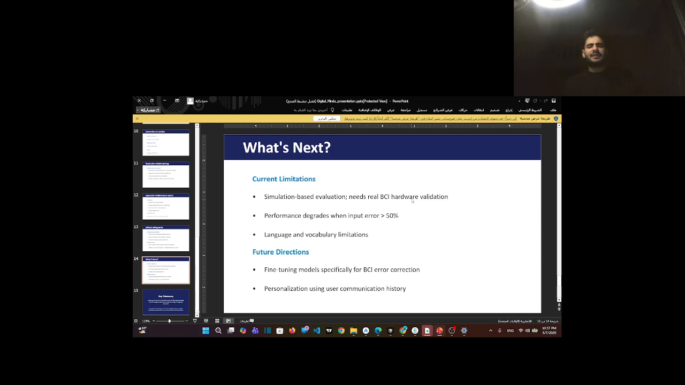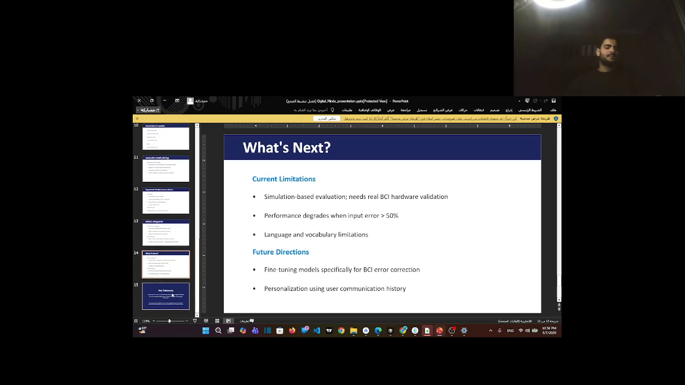Third, language and vocabulary limitations remain. Users may have personal ways of speaking, specific medical needs, or multilingual communication patterns. Future directions include fine-tuning language models, especially for BCI error correction. Another important direction is personalization, where the system learns from the user's communication history. This could make the correction more accurate and more natural for each individual user.